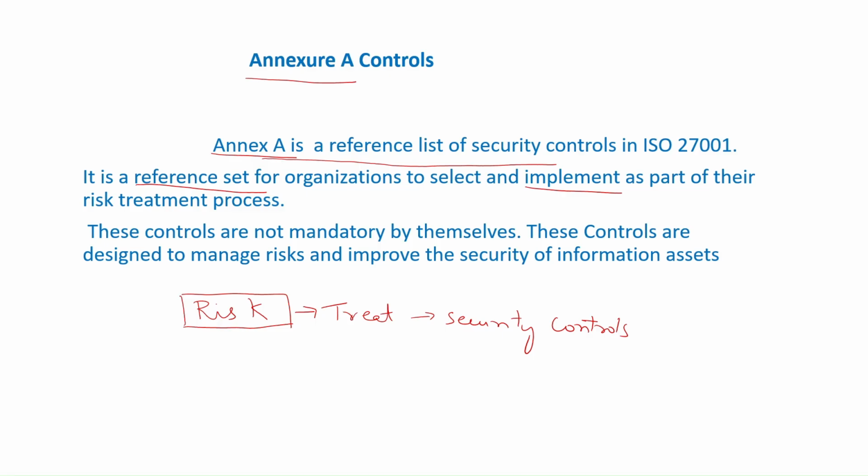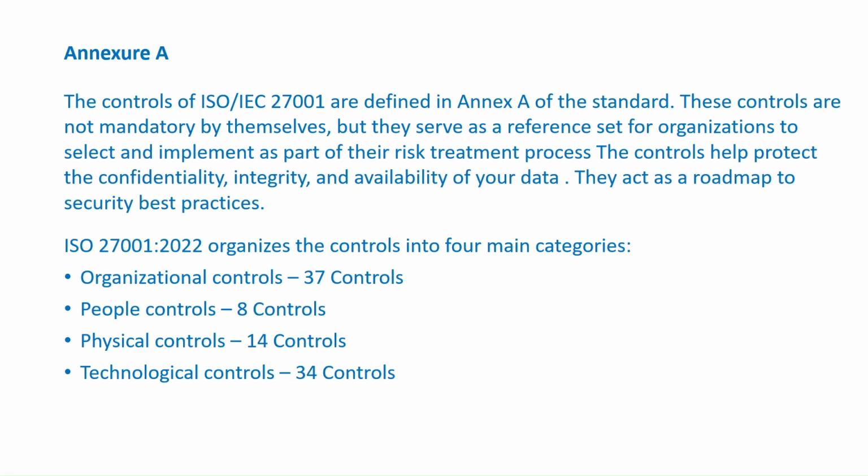These controls are not mandatory by themselves, but they are designed to manage risks and improve the security of information assets. All the controls of ISO 27001 are defined in Annexure A of the standard. These controls help the organization to protect the confidentiality, integrity and availability of your data.